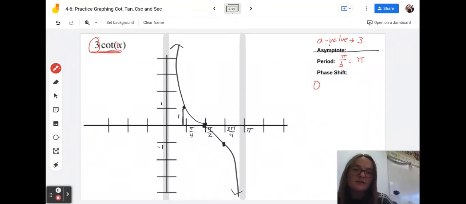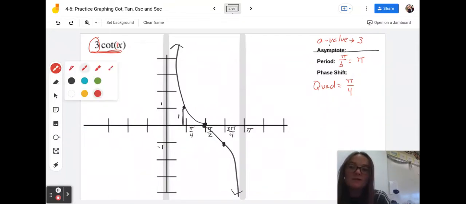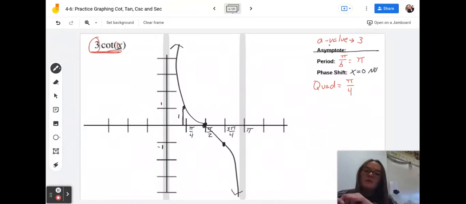Just a little side note here, the way that we scaled this actually makes sense because quadrant is period over 4. Our period is pi, so that means that our quadrant's pi over 4. You guys can see it's been scaled that way already, just from our basic cotangent memory quiz. From there, if I want to figure out if there is a phase shift, just set the inside equal to 0. If I set x equal to 0, that means there's no phase shift. So we don't have to worry about that. The only thing we have to worry about is the change in the a value.